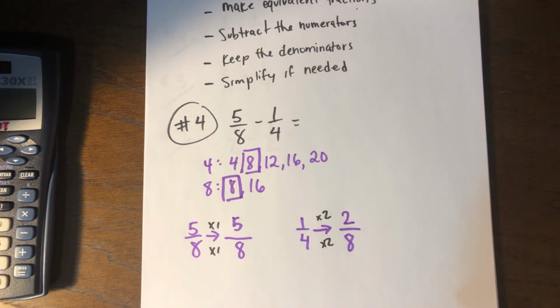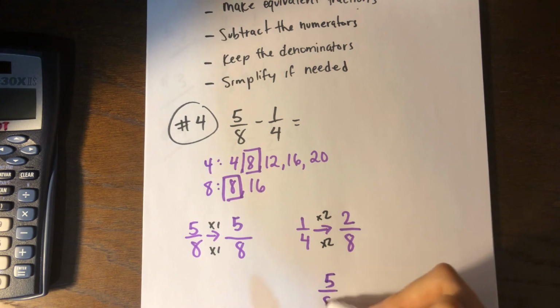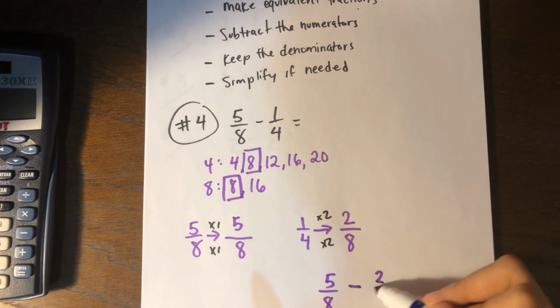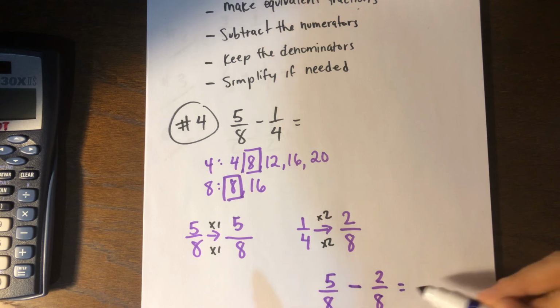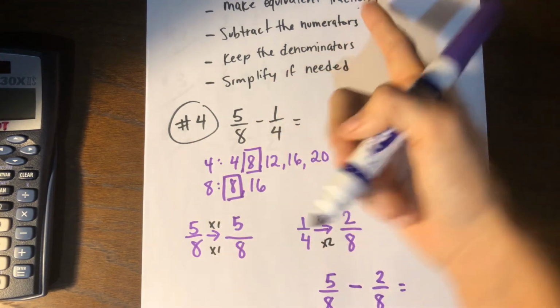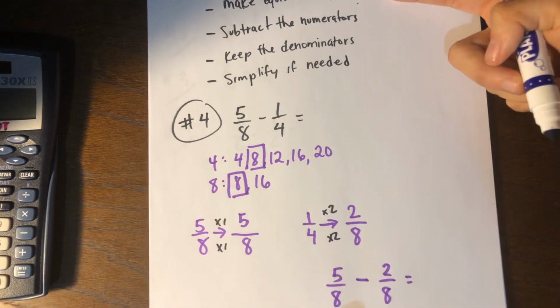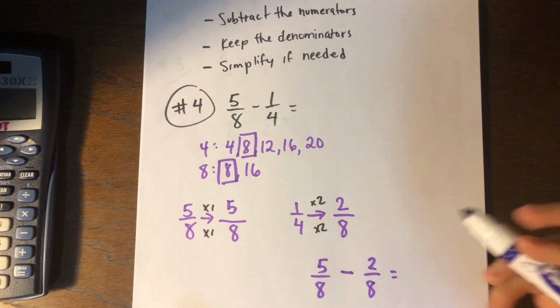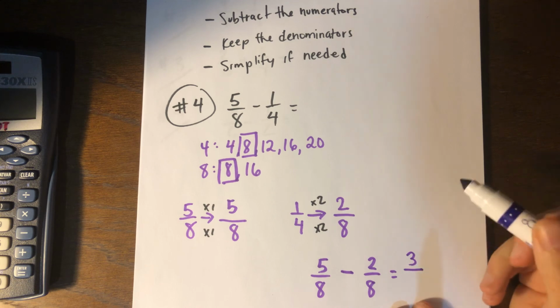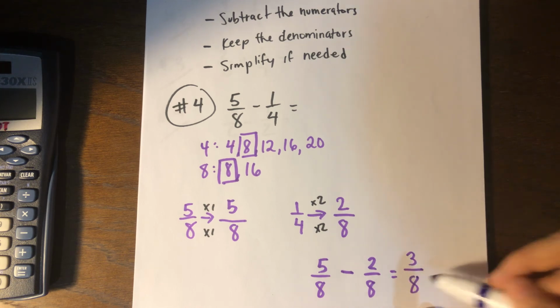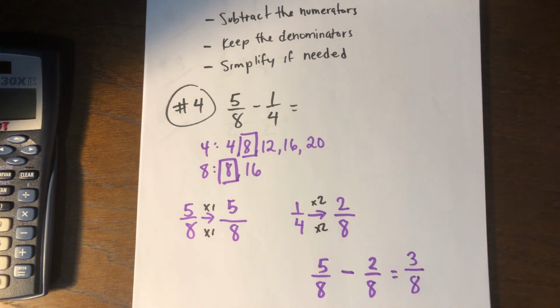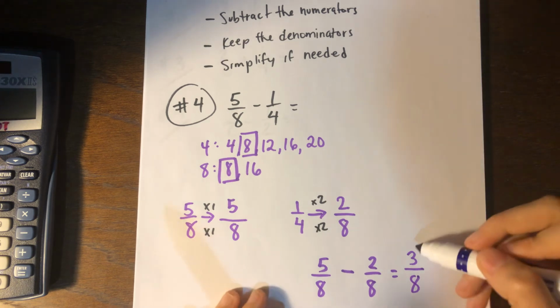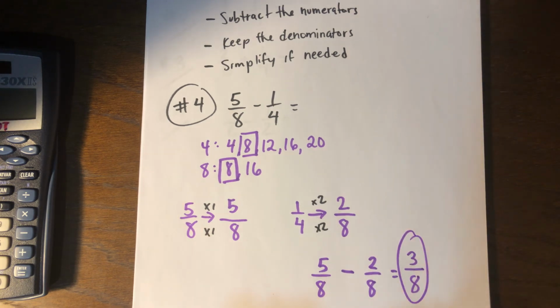Okay, so now we're going to be adding these two. Or we're going to be subtracting, my bad. 5/8 minus 2/8. So we start here. We have equivalent fractions. Okay, our next step is to subtract the numerators. 5 minus 2 is 3. Keep the denominator, 8. Can we simplify 3/8? No. So we are done. Okay?